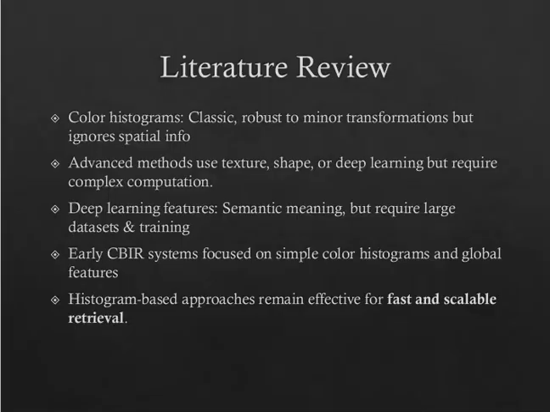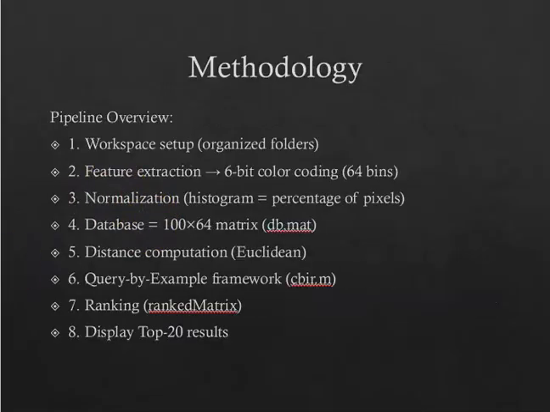The literature on CBIR spans from simple color histograms to deep CNN features. Color histograms are efficient but lose spatial information. Two very different images can look similar if colors match. Texture and shape descriptors add discrimination but cost more computation. Deep features capture semantic similarity, but they need large-scale labeled data. For this project, we start with the classic histogram approach, and the strength here is that histogram-based approaches remain effective for fast and scalable retrieval.